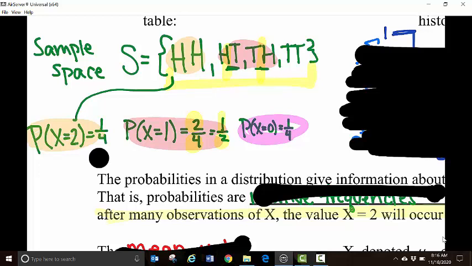And lastly, the probability of getting no heads, that's 1/4. Notice that these have to add up to 1. To be a complete, valid probability distribution, they have to add up to 1.